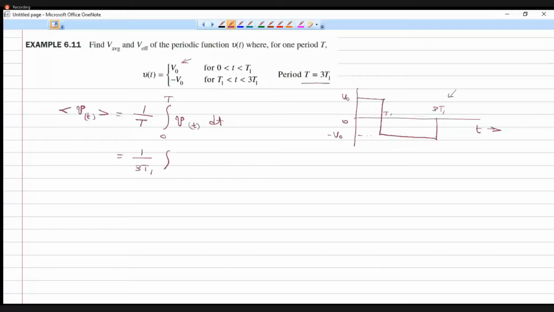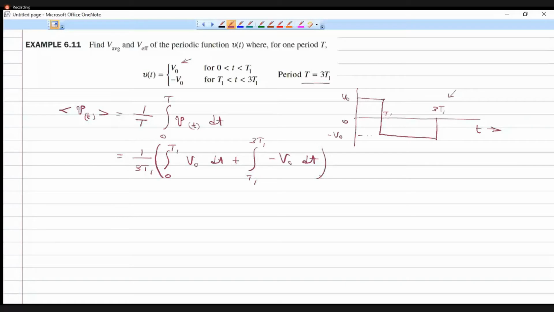For the first range, from 0 to T1, the function V of t has a value plus V naught. So from 0 to T1 it has a value V naught dt, and for the period T1 to 3T1, it has a value minus V naught. So take the limits like this.